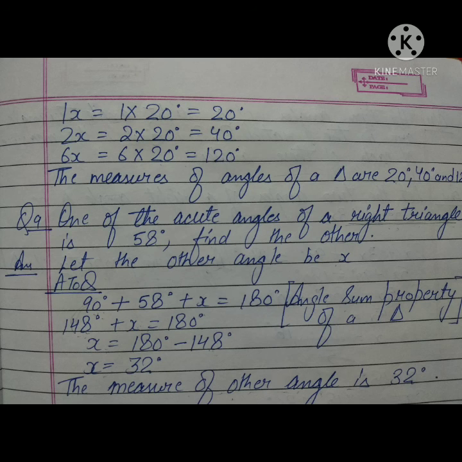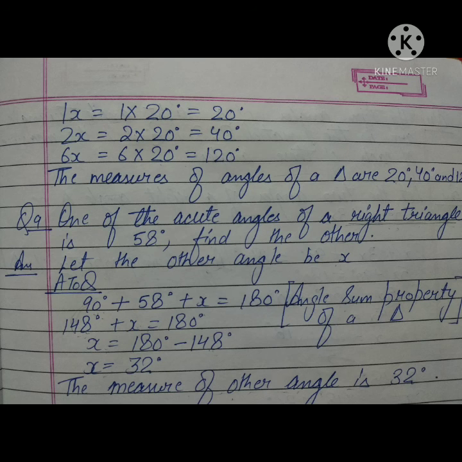One of the acute angles of a right triangle is 58 degrees. Find the other. So one angle is given to you, that is a right angle triangle, which means one angle is equal to 90 degrees. The other acute angle that is given to you is 58 degrees, and you have to find out the other acute angle. So let the other angle be x. According to the question, 90 degrees plus 58 degrees plus x is equal to 180 degrees, angle sum property of a triangle. When you add 58 to 90, you will get 148.